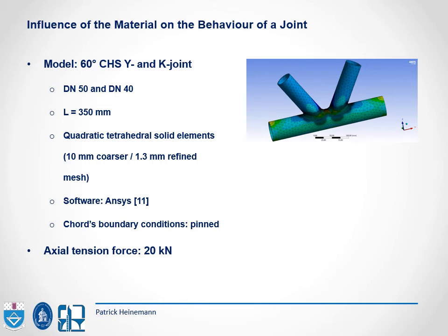I used quadratic tetrahedral solid elements, so a 3D, or three-dimensional system. On the right hand side you can see the mesh. There was a 10 millimeter coarser mesh, and in the area of the welding I set a 1.3 millimeter refined mesh. Generally I used a 3 millimeter fillet weld. The braces were loaded by a 20 kilonewton axial tension force for each brace.